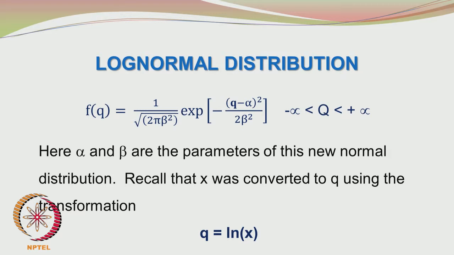Let us now look at the form of the log normal distribution. It is not something new, since it is going to follow the normal distribution. We have f of q is equal to 1 by root 2 pi beta squared times exponential of minus q minus alpha whole squared by 2 beta squared. The lower limit is minus infinity and the upper limit is plus infinity. The parameters are alpha and beta. We use Q here. Q was obtained by taking the natural logarithm of x. This is an important point. Please do not put x here. You have to convert it into Q by taking the natural logarithm of x, then use Q here, then you can use the normal distribution characteristics.